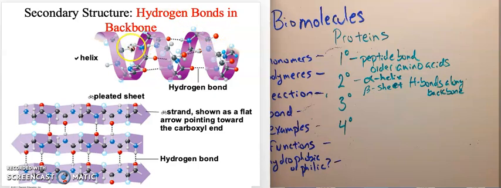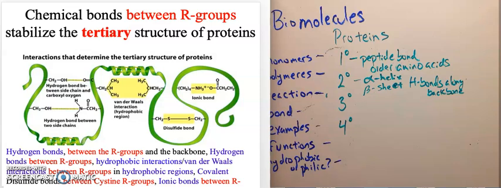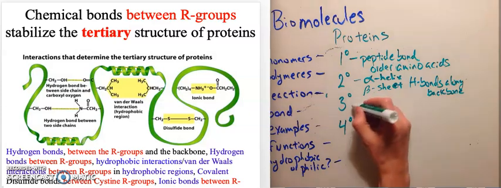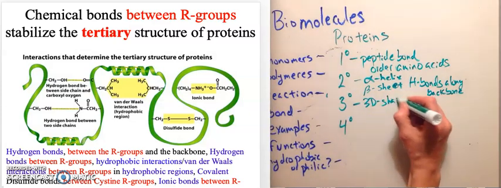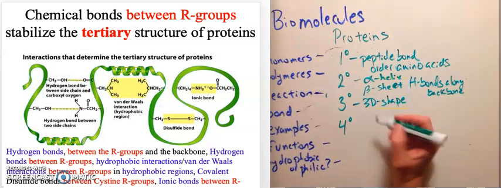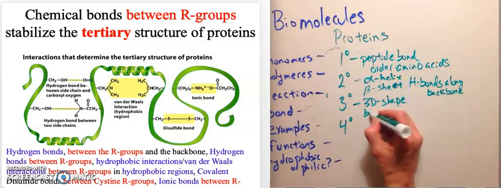Now, whether it folds into a beta sheet or an alpha helix is influenced by what these R groups are, but it's not actually bonding through the R group that forms the beta sheets or the alpha helices. The next level of protein folding, tertiary structure, is where those R groups come in. So tertiary structure forms the 3-dimensional shape of the protein. And it's accomplished through bonds through the R groups.